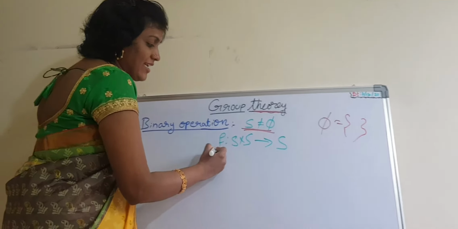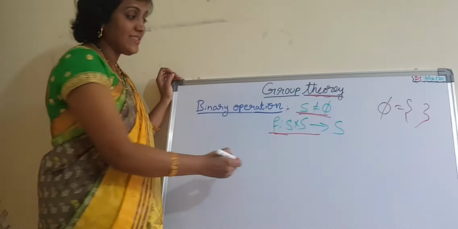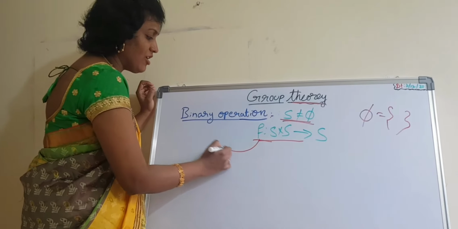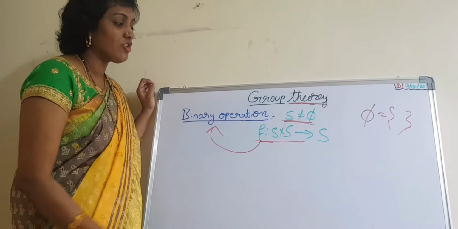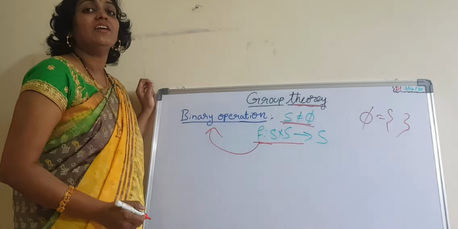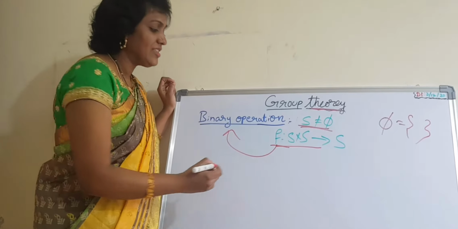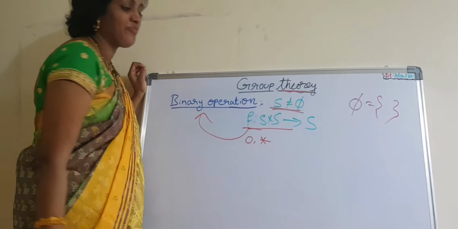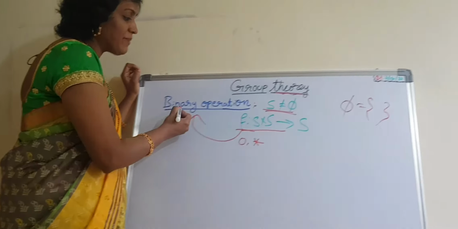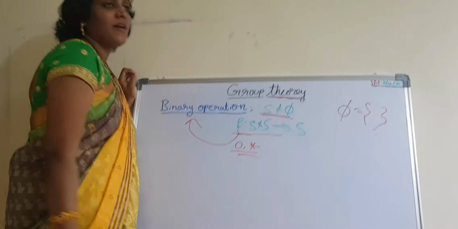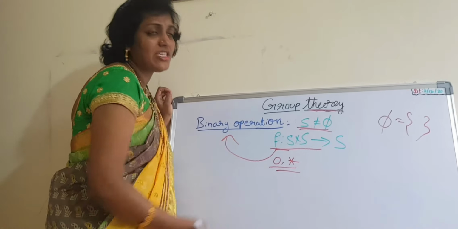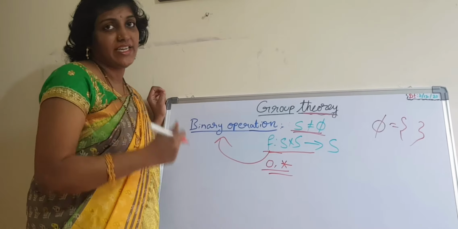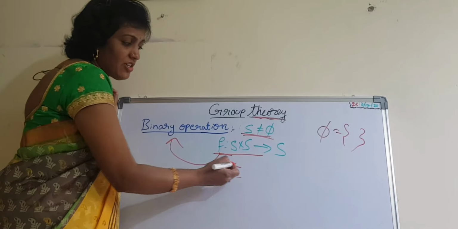Here we are taking a function f from S cross S to S. That function f is called a binary operation. We will denote it with a circle or an asterisk. We can take any operation, plus, minus, multiplication, division.